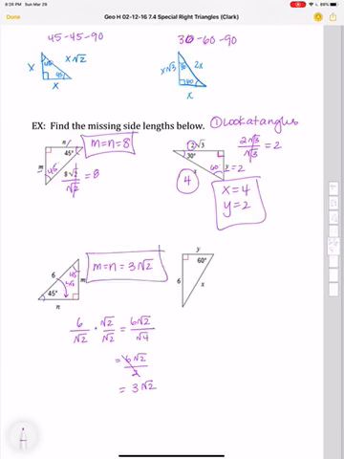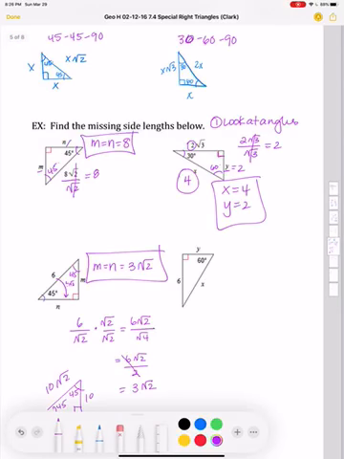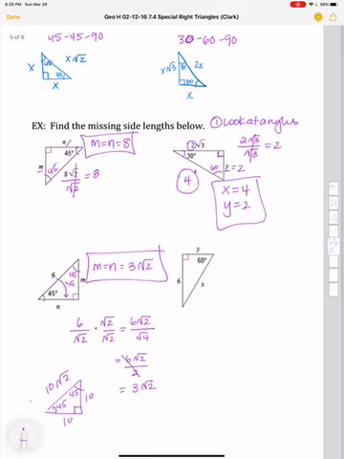Now that's weird because it's so much easier to go the other way. It's so much easier to say, oh, here's a 45, 45, 90, and this is 10, and this is 10, so that means this is 10 root 2, right? Multiply by the square root of 2.